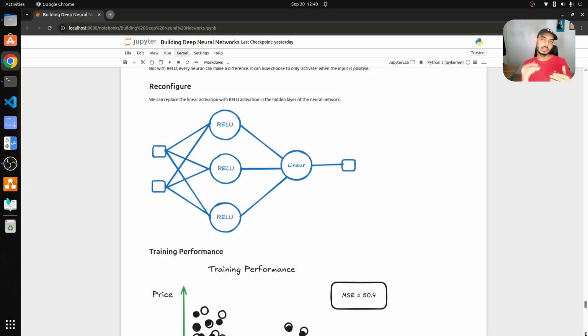So now we understood what will happen. If you have ReLU activation, you will only take in the positive values of input and all the negative values will be ignored. So what we do now is update our neural network: in the three neurons in the hidden layer, we'll update the activation function to ReLU. And in the output layer, we'll still keep it as linear. Let's see what happens after that.